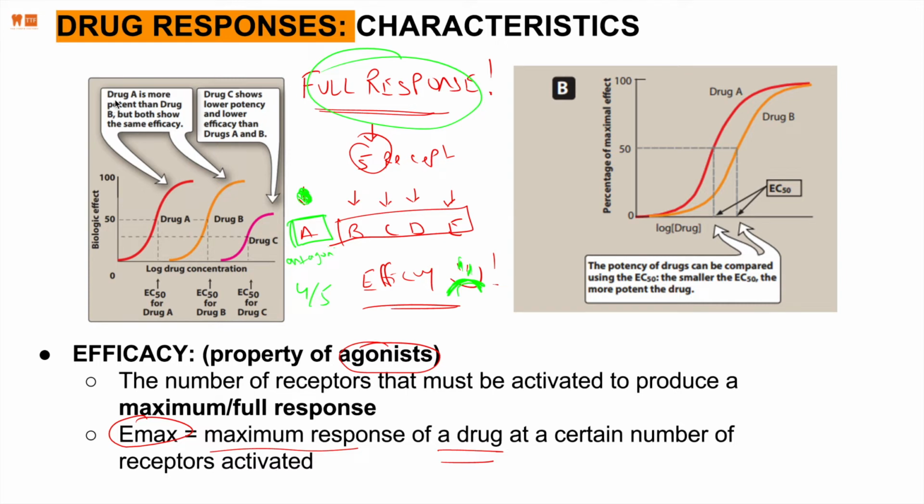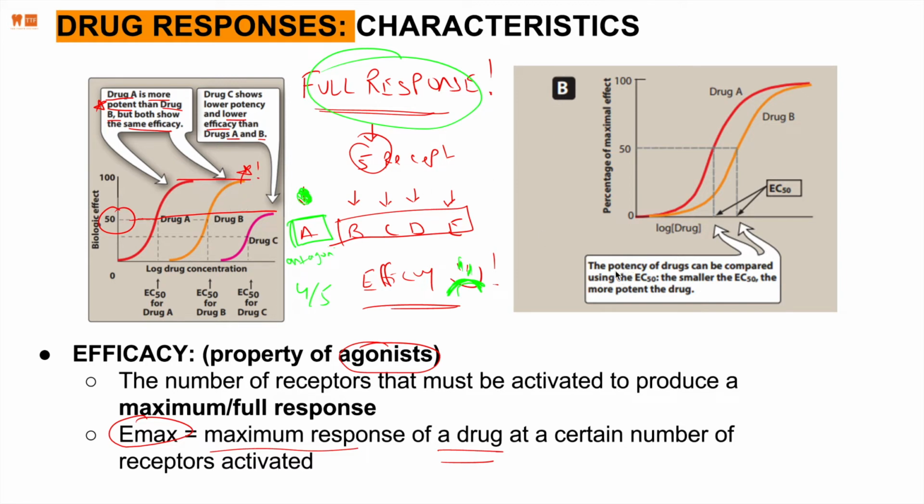So, for example, drug A is more potent than drug B, but both show the same efficacy. I'll leave the potency out of the equation for just a second. It's in the next slide. We'll talk about it shortly. The two drugs, drug A, drug B, both have same efficacy. It means they both are able to reach a full response, right? However, drug C shows lower potency and a lower efficacy than drug A and drug B, which means they only show 50% of the full response. This is low efficacy. So efficacy means the ability to produce a maximum response by attaching to the maximum number of receptors. That's efficacy.